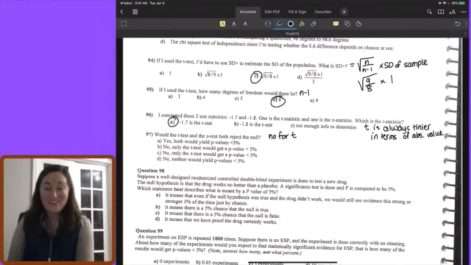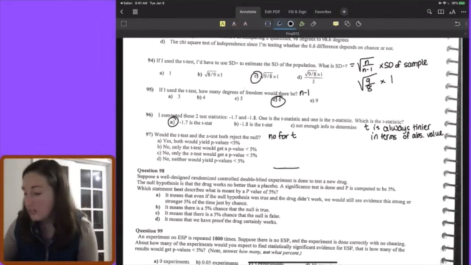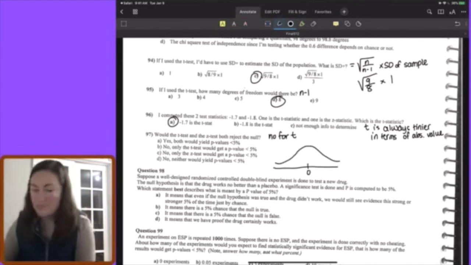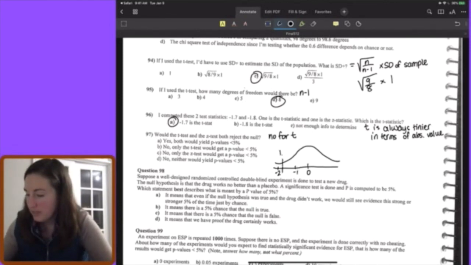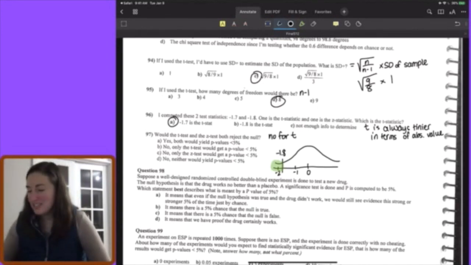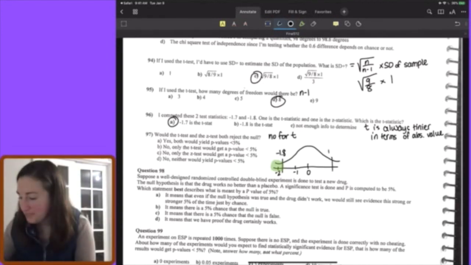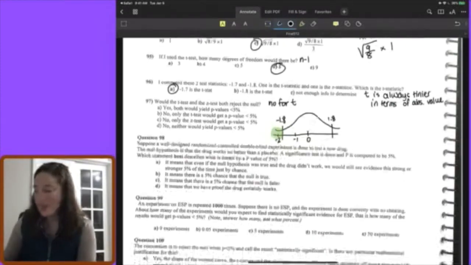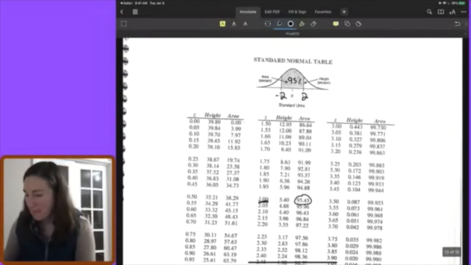I'd have to check for Z. So for Z, I know that the Z statistic is negative 1.8. So to find the p-value for the Z test, I'd have to mark negative 1.8 right here. And then I'd have to go ahead and find this p-value. So the way I would go ahead and do that is by looking up 1.8, finding the middle area, which is, let's see, 1.8 is about 93%.